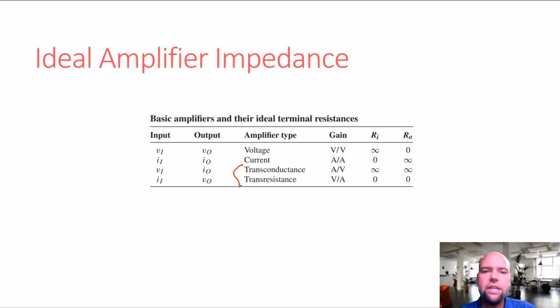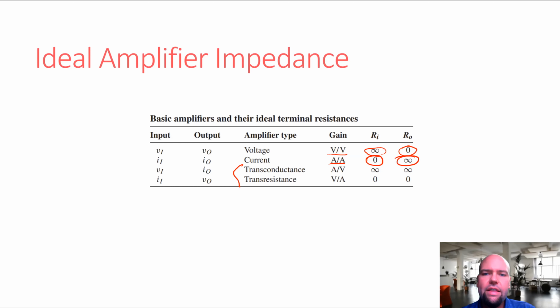So just to quickly summarize, a voltage amplifier: input volts, output volts. Ideally, we have infinite resistance on the input of the amplifier, 0 resistance on the output of the amplifier. The current amplifier: input current, output current. Ideally, the input is 0 ohms resistance and the output is infinite resistance.